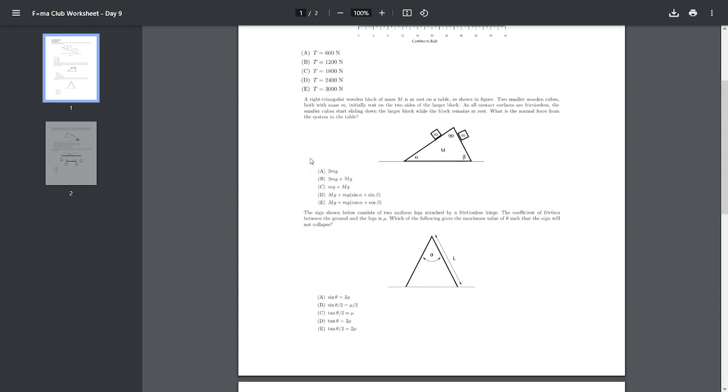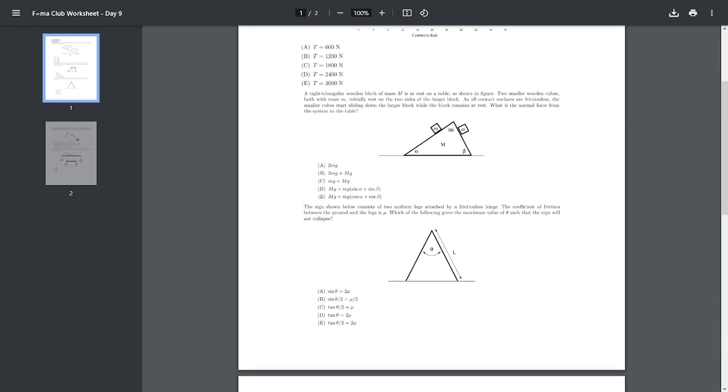All right, next, a right triangular wooden block of mass M is at rest on a table, as shown in the figure. Two smaller wooden cubes, both with mass M, initially rest with two sides of the larger block. As all contact surfaces are frictionless, the smaller cubes start sliding down the larger block while the block remains at rest. What is the normal force from the system to the table? All right, so let's go straight back.